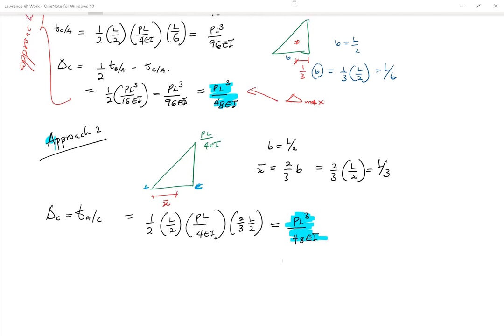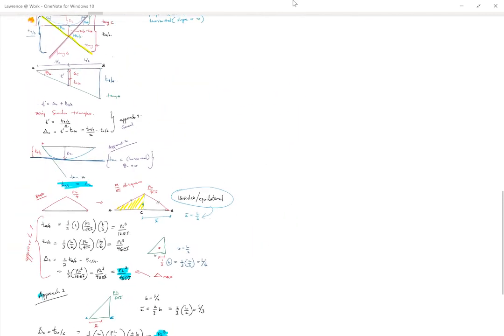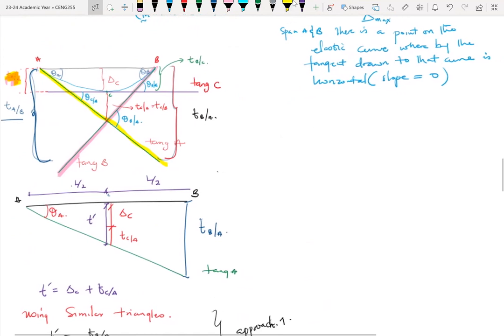So here, going back, we can also find the other data that we need. So we can find theta A. We can also find theta B and all of that. Okay. We can do that and find their respective rotations at the different points. Okay.